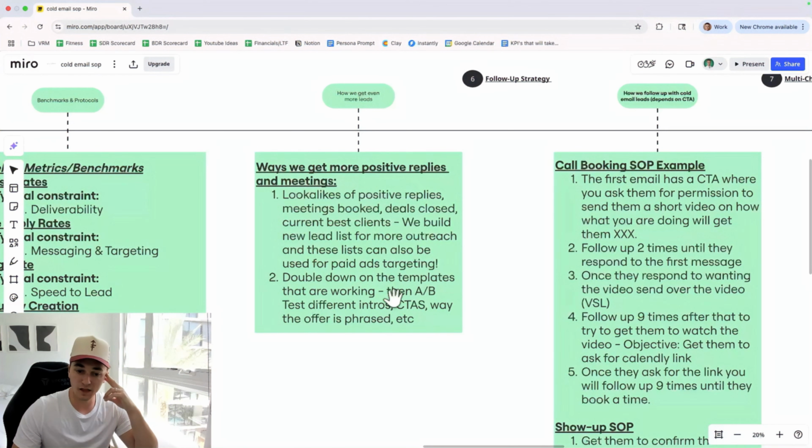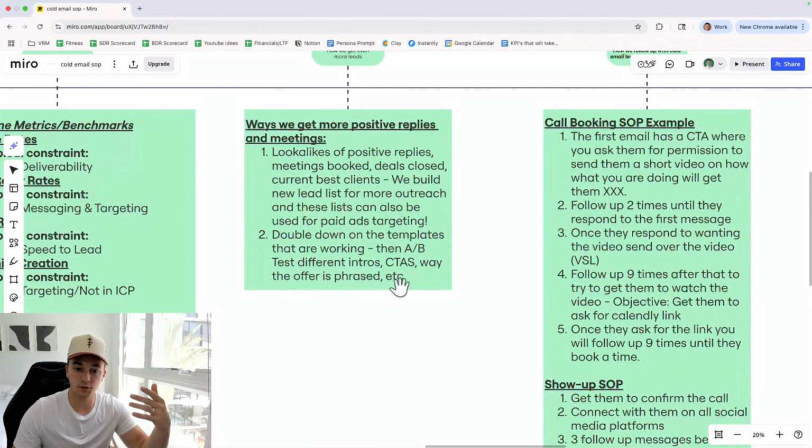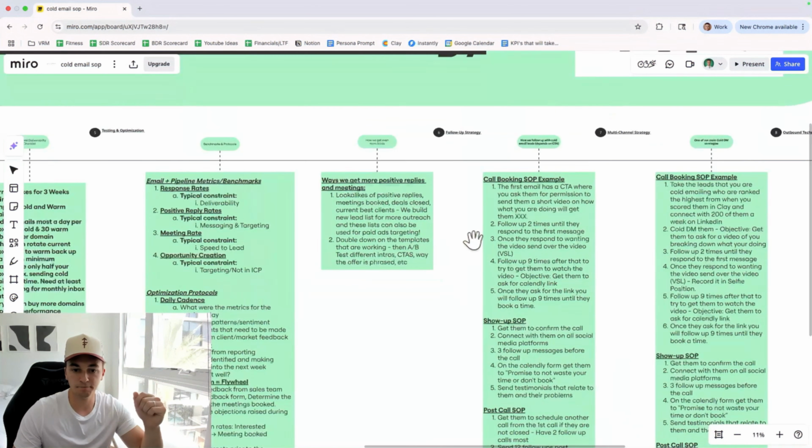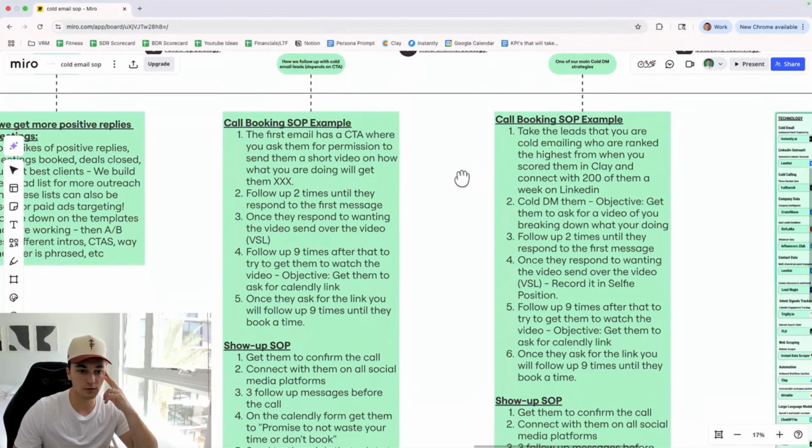Okay. And then we'll double down on templates that are working and then A/B test our best templates to see if we can get them even better. Okay. Now this is our follow-up strategy. So this is our cold email follow-up strategy and our multi-channel follow-up strategy for cold DMs.